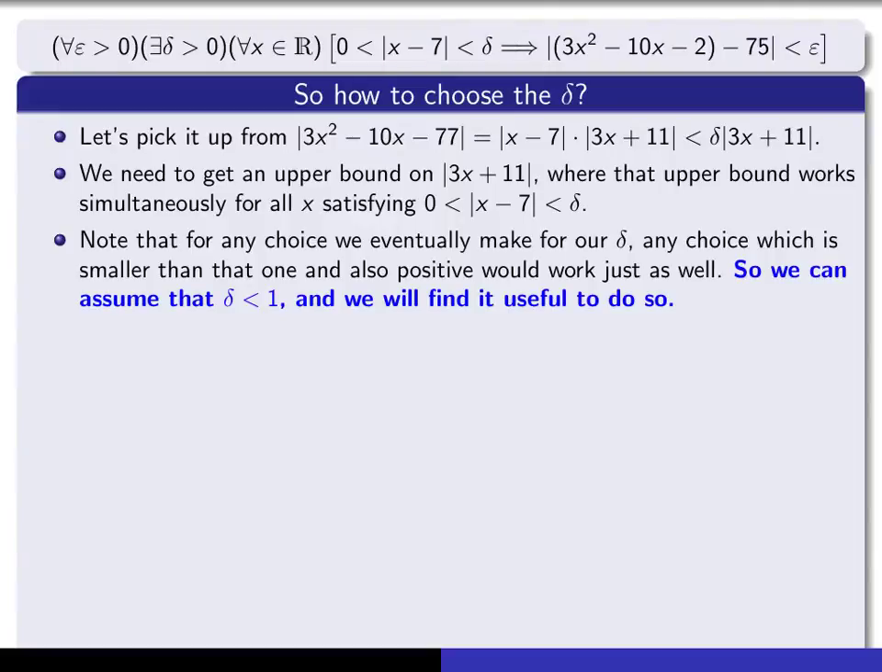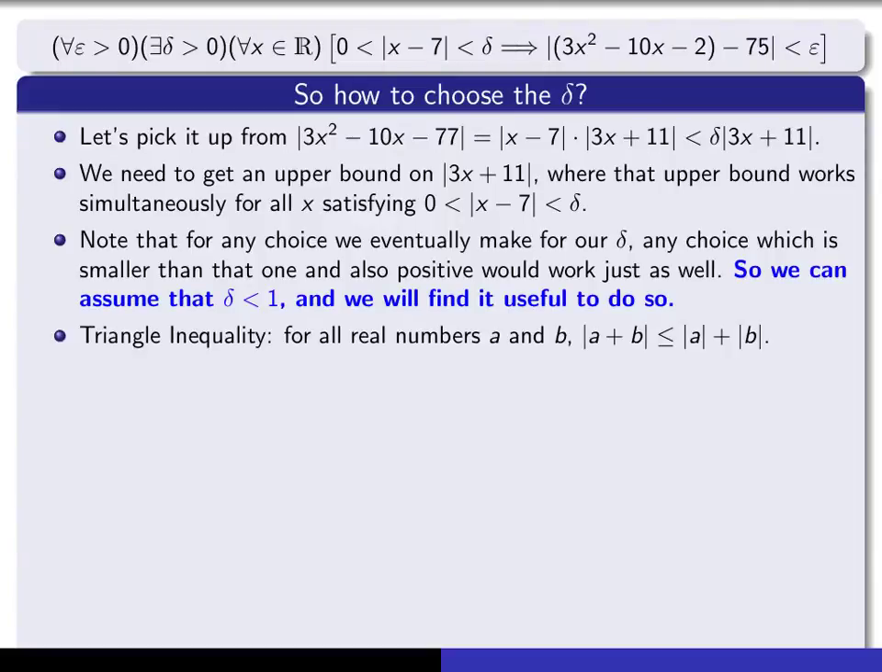Now the main tool that you get to use in getting an upper bound on this 3x plus 11 is the triangle inequality, which says that if you take the absolute value of the sum of any two real numbers, it's less than or equal to the sum of the absolute values.